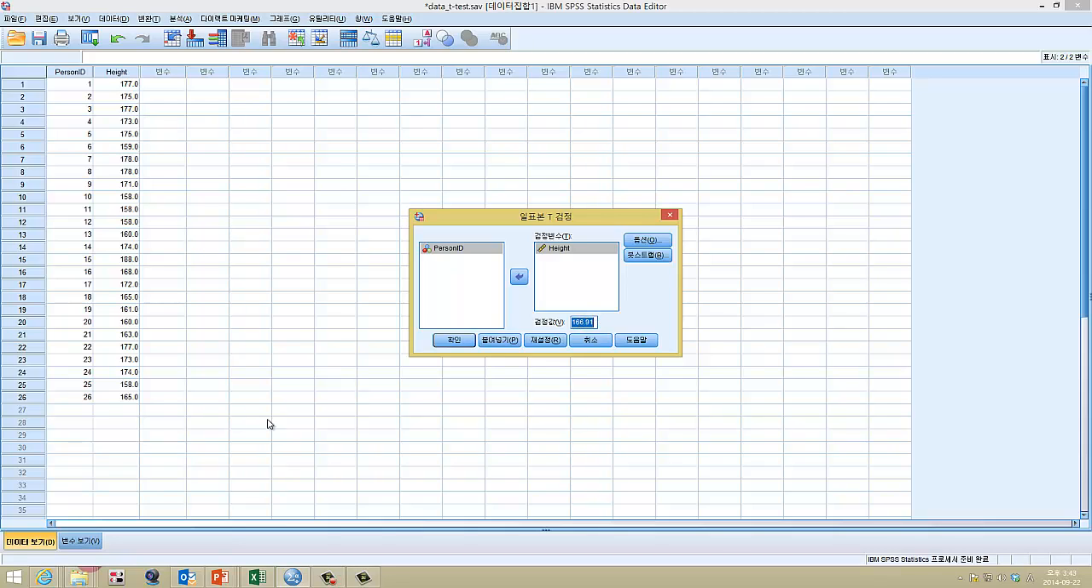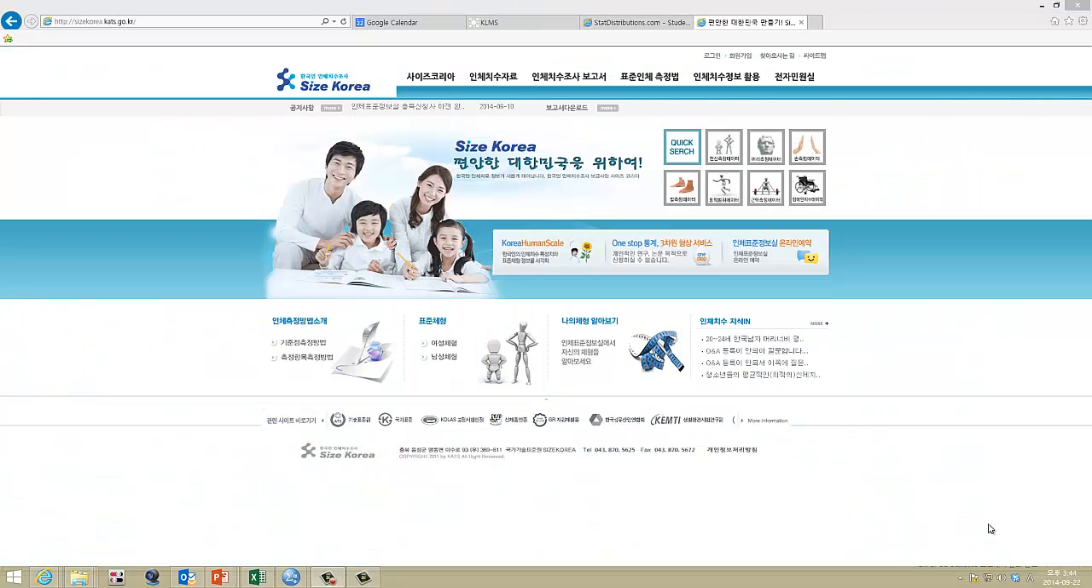And where is this 166.91 coming from? This is the website of Science Korea, and here you can get for free all measurements of the Korean population. Of course, this website did not actually measure the entire population of Korean people, which is more than 50 million people. But because they had a large enough size, we can consider that the data provided on this website is almost identical or equal to the population mean.